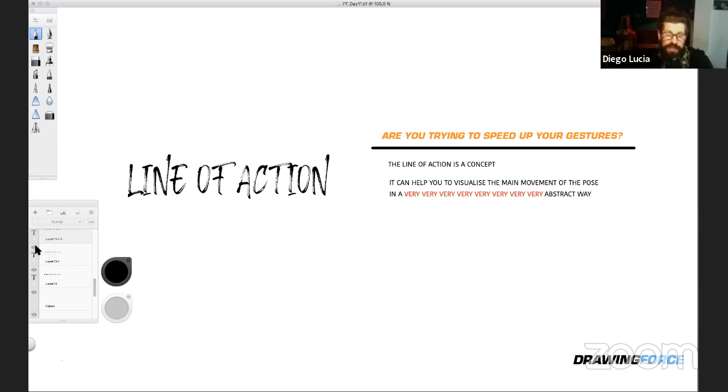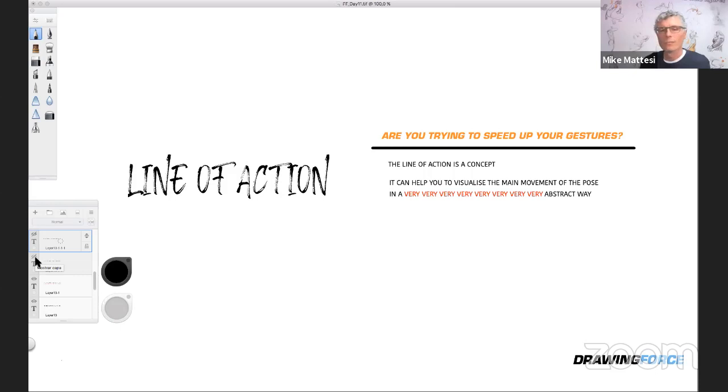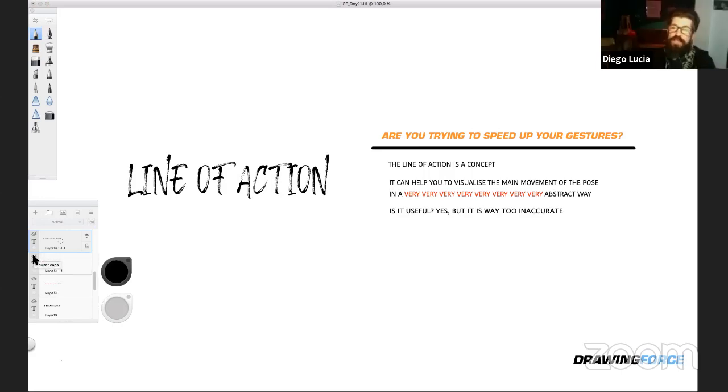The other thing is the line of action is good for some things. It can help you to visualize the main movement of the pose in a very, very abstract way. So that helps if you know what you're doing, as Swenley says. So I'm going fast because I have a lot to say. Okay, so is it useful? Yes, but it is way too inaccurate. It's useful if you know what you want to do with it, but if not, it's way too inaccurate. So let's see how we can improve that.